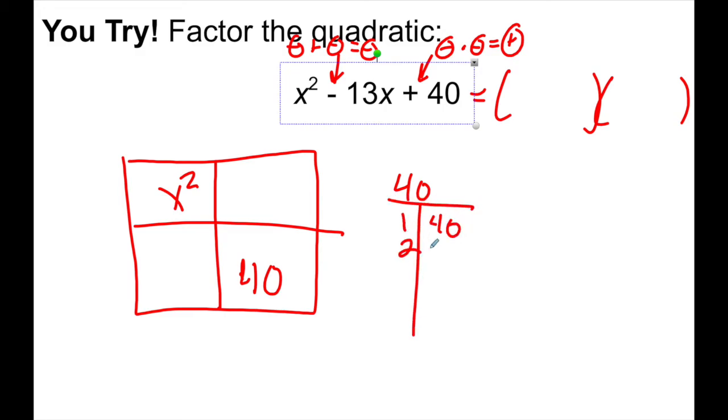Also, I need to see how 40 breaks down. So I get 1 and 40, I've got 2 and 20. 3 doesn't work. I've got 4 and 10. I've got 5 and 8. 6 doesn't work. 7 doesn't work. 8 goes with 5. And once I get that loop around, I'm done.